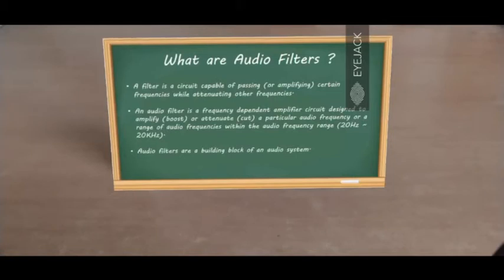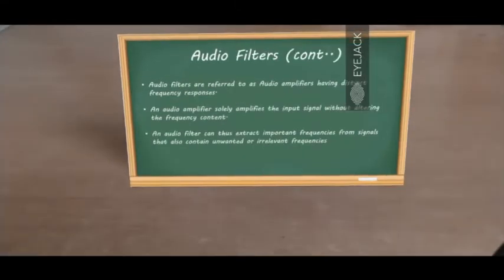Well, audio filters form a basic building block of an audio system, in addition to microphones and analog to digital converters. So let's learn more about audio filters, what are their types and what are their applications. Audio filters are referred to as audio amplifiers having distinct frequency responses. So what is an audio amplifier? An audio amplifier only amplifies the input signal without altering the frequency content.